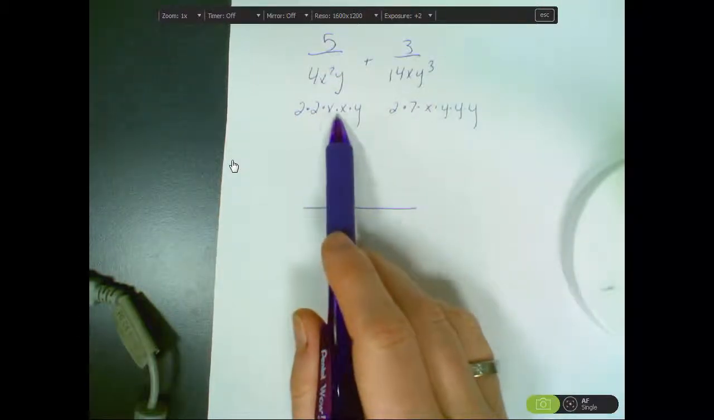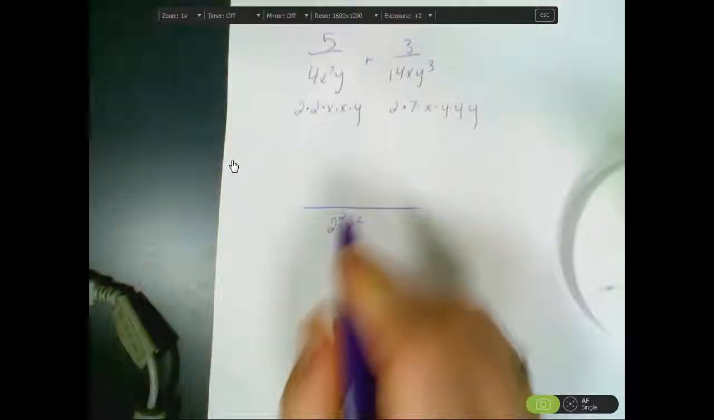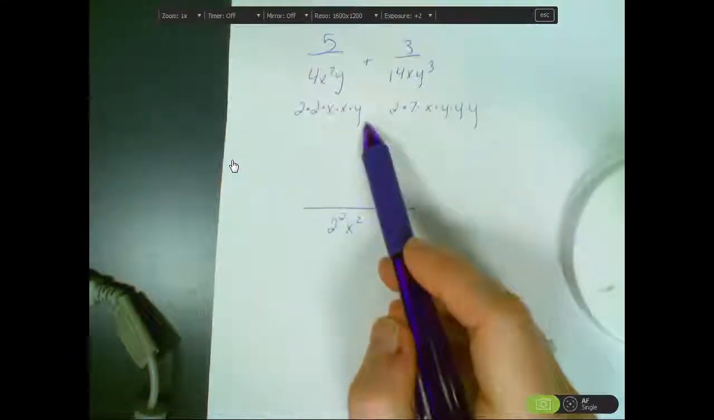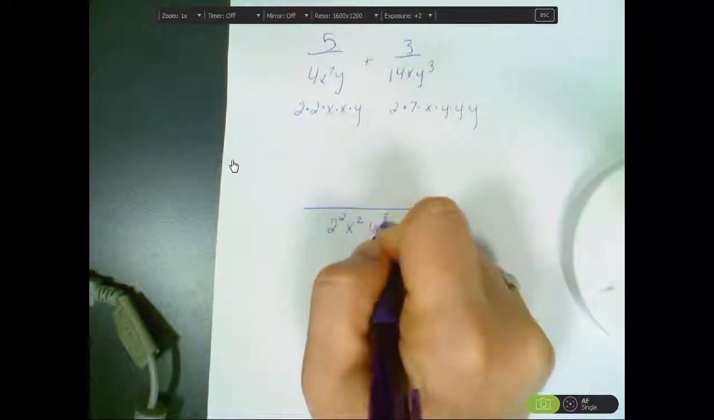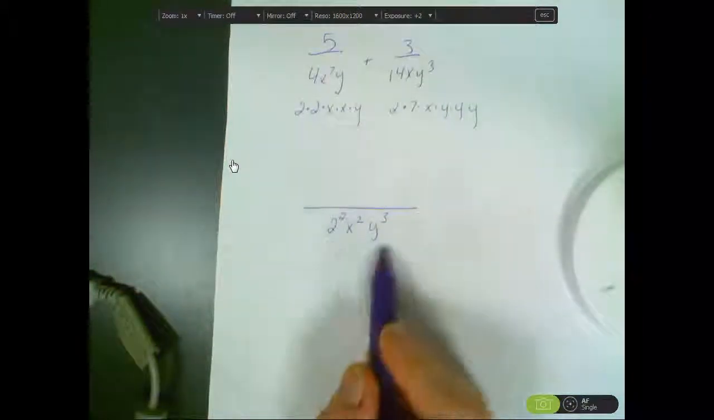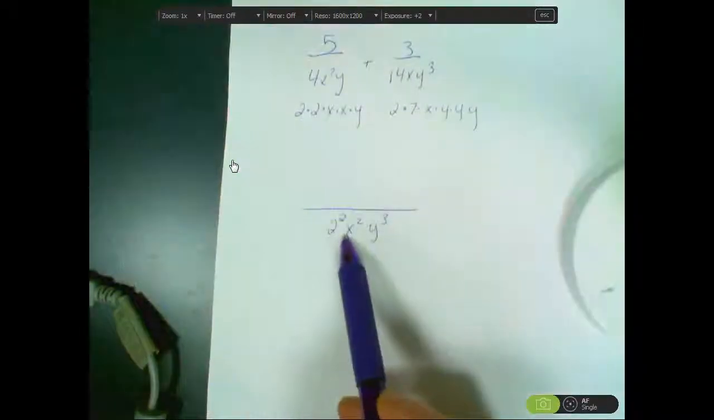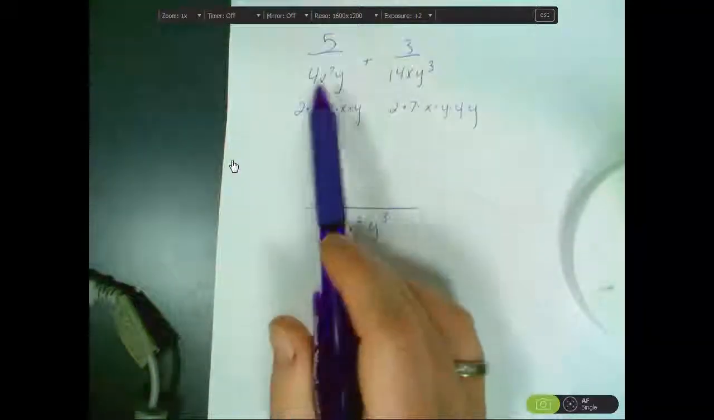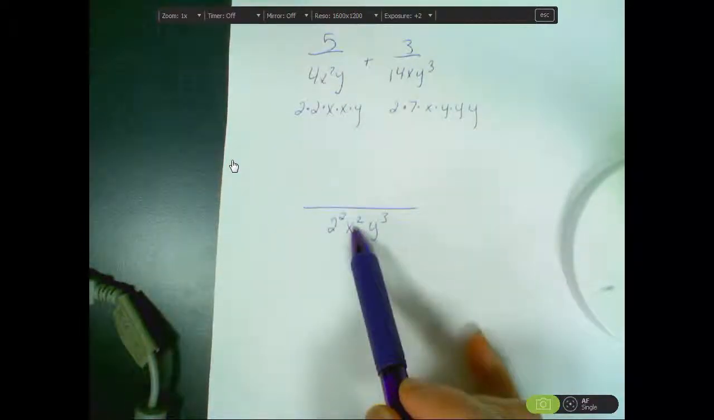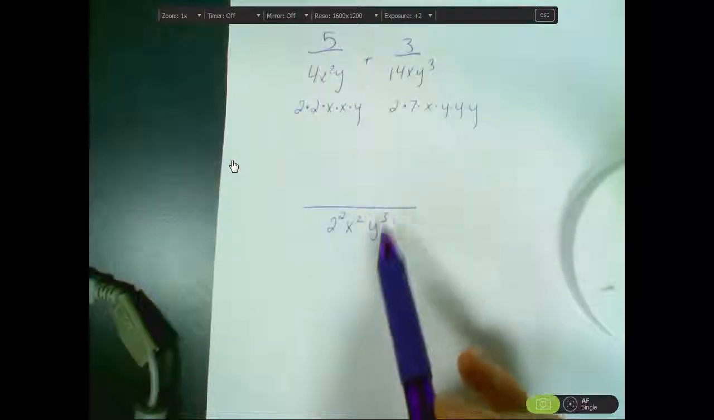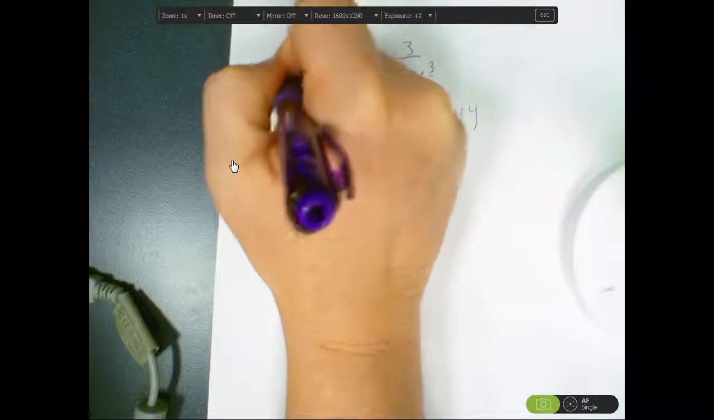This one has 2 x's, this one has 1 x. That means I have to put 2 x's in my common denominator. This one has 1 y, this one has 3 y's. So I have to put 3 y's in my common denominator. So this is now the common denominator. Now you have to figure out, what do I have to multiply this fraction by to get this denominator? Well, you have the 2 2's in here already. You have the 2 x's in here already. You only have 1 y, but you need 3 y's. So I'm going to multiply this fraction by y squared over y squared.